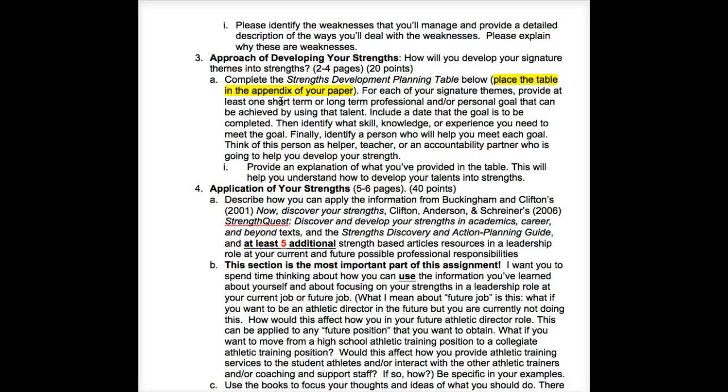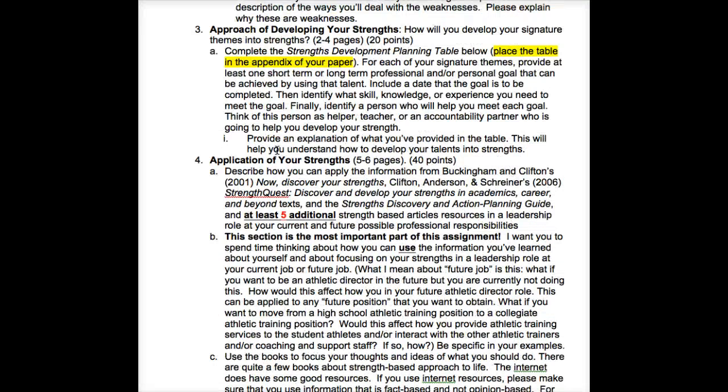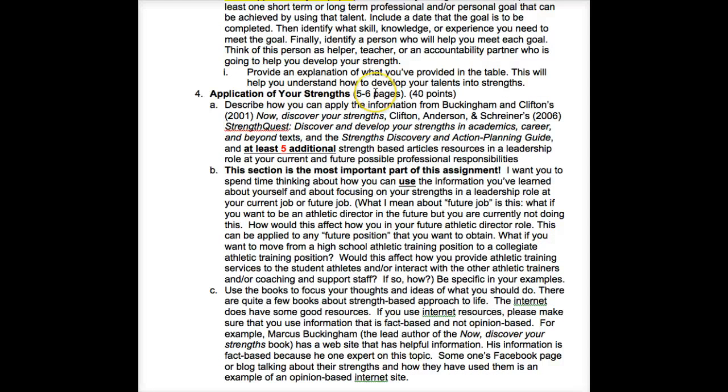Okay, that's 2 to 4 pages of description, describing that table. Now, the most important part, and this section here, the application of your strengths, is very similar to the approach of developing your strengths. But it's 5 to 6 pages, 40 points. Now, I want you to describe how you can apply the information from the 2 textbooks and 5 additional strengths-based articles. Again, I've provided you some resources already. How can you apply this information to your work and to your personal life?